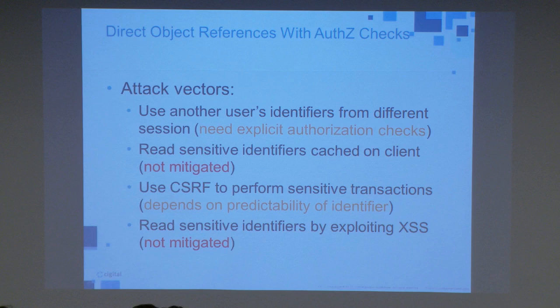Reading sensitive identifiers cached on the client, or by exploiting cross-site scripting, is pretty straightforward. You can read those. You're exposing the sensitive data. And CSRF attacks really depend on the predictability of the identifier. Certain identifiers happen to be predictable. They're sequential or something relatively predictable, in which case you're not really stopping CSRF attacks with your object references anyways. Of course, you might have CSRF tokens and so forth. But the references themselves don't help protect you.